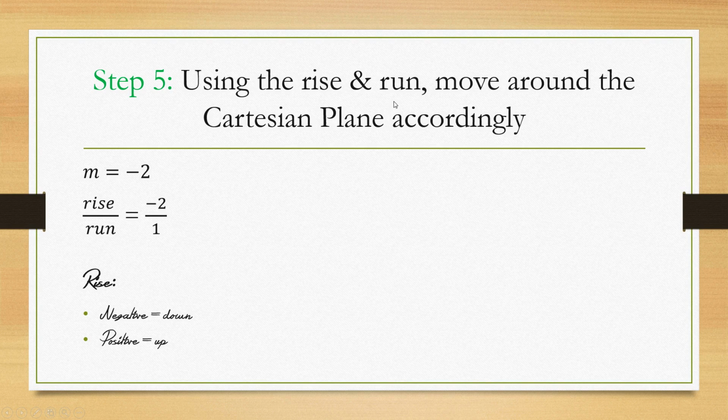One rule we must remember is that if our rise is a negative number, we are moving down on the Cartesian plane. But if our rise is a positive number, we are moving up on the Cartesian plane. However, if our run is a negative number, we are moving towards the left on the Cartesian plane, and if our run is a positive number, we are moving towards the right on the Cartesian plane.